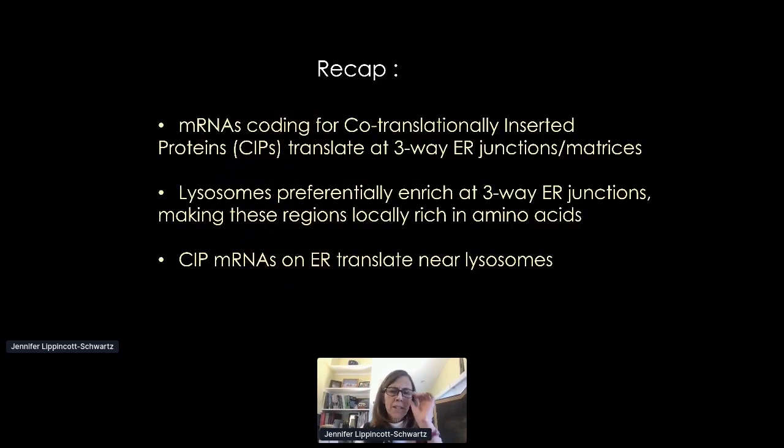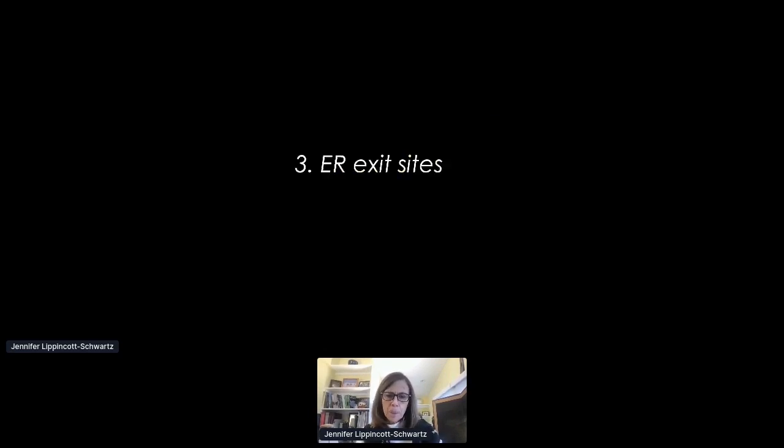So to recap the data up to now, related to the role of these matrices, is that mRNAs coding for these co-translationally inserted proteins seem to be preferentially translating at these matrices. And we think that's potentially because lysosomes are enriched at these three-way junctions, making these regions locally rich in amino acids. And as a consequence, you get more efficient translation.